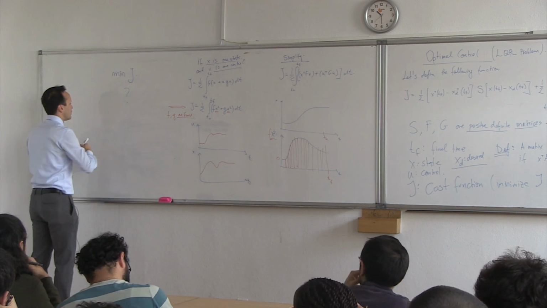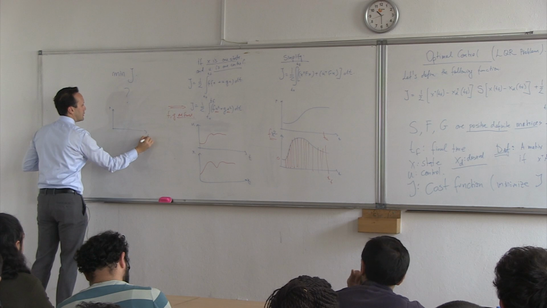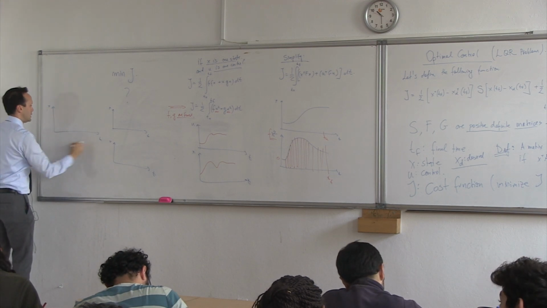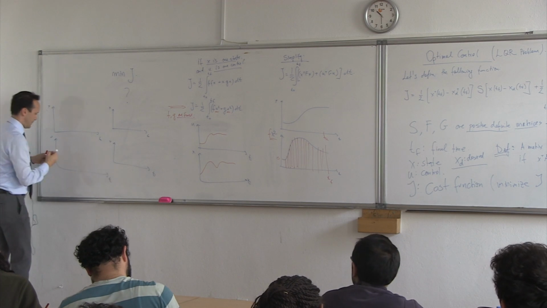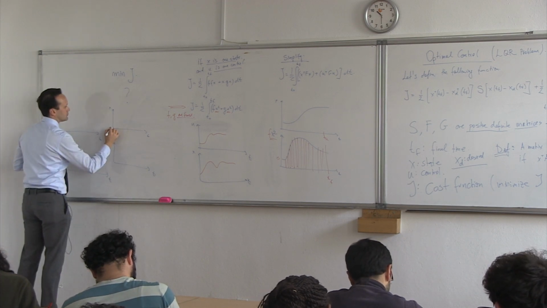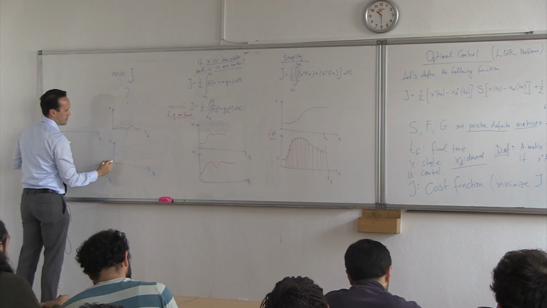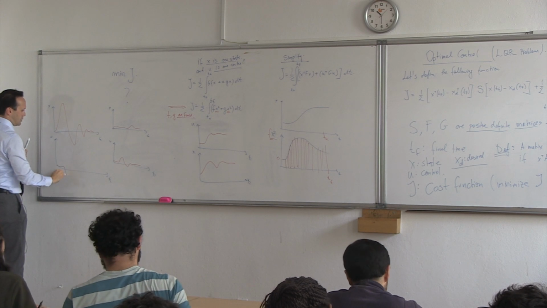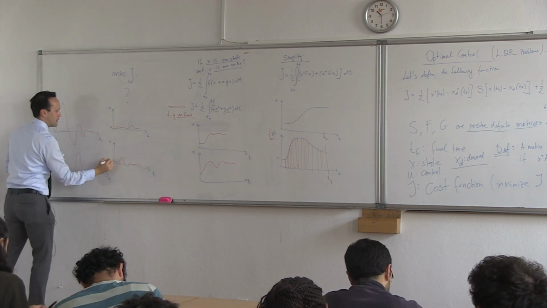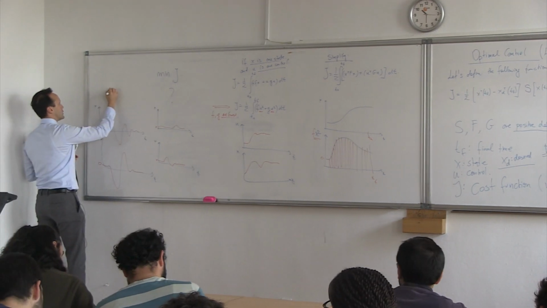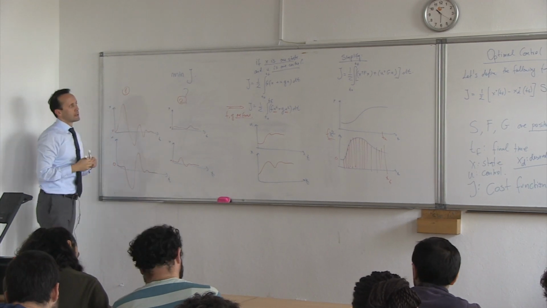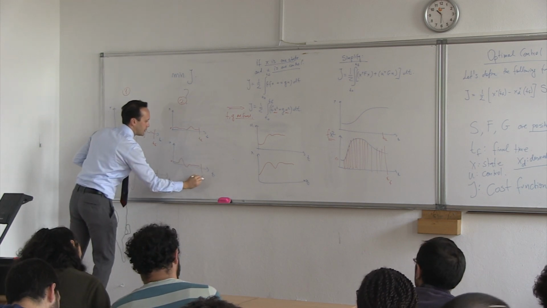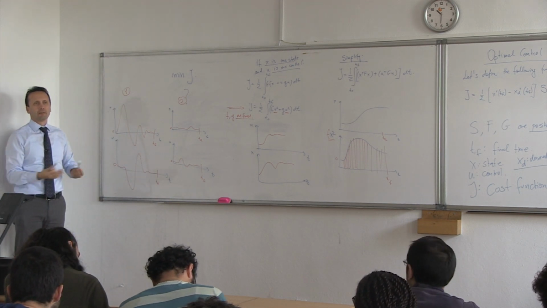Or let me give you two examples then. Let's say I have two problems, x(t), u(t), and let me put another one, x(t), u(t). So this is problem one, and this is problem two. And let's say this is t final, and that's t final. Which one would have a larger J? This one or this one?